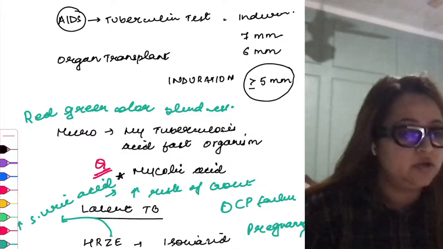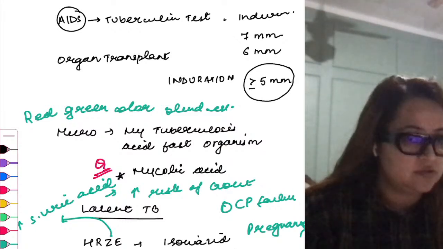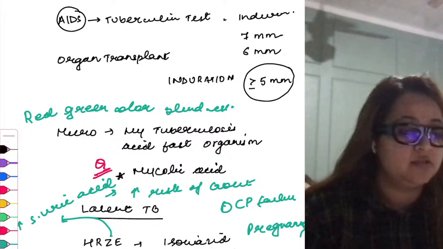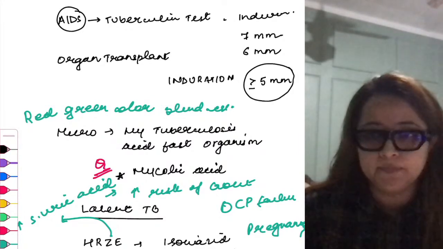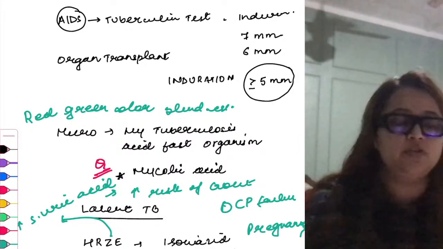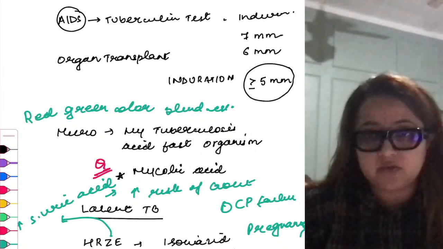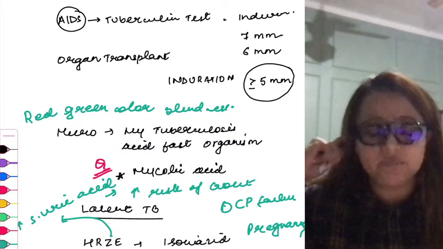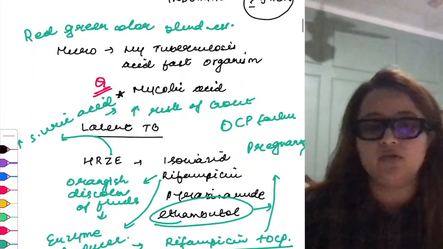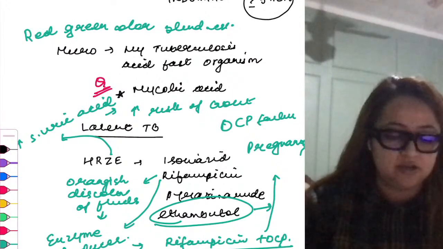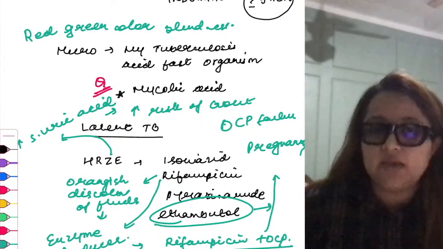How does isoniazid work? It inhibits mycolic acid synthesis. And you already know that mycolic acid is a very essential component of the mycobacterial cell wall. So hence it leads to the inhibition of the bacterial cell wall. And the mechanism of action of ethambutol is also very important. It leads to inhibition of arabinosyl transferase. That is the enzyme that is being inhibited by ethambutol.